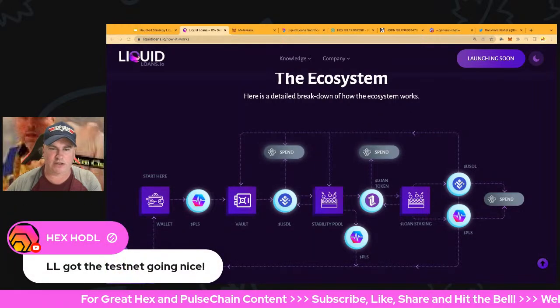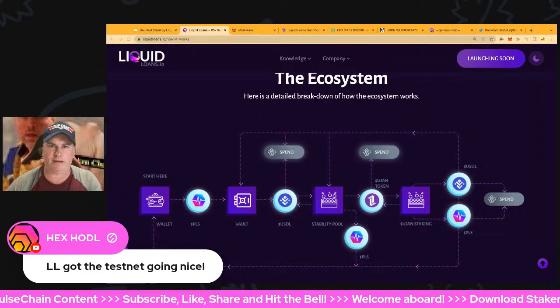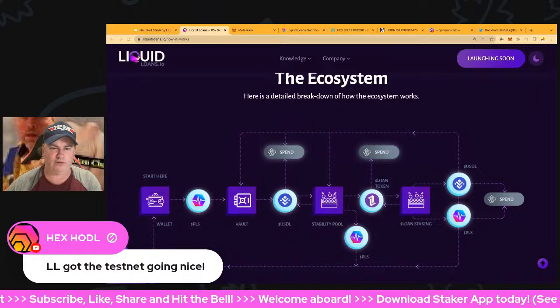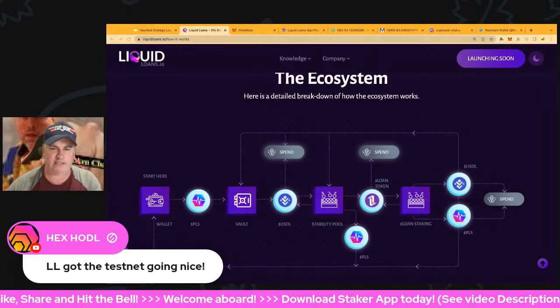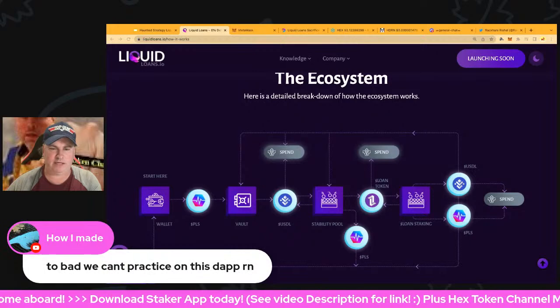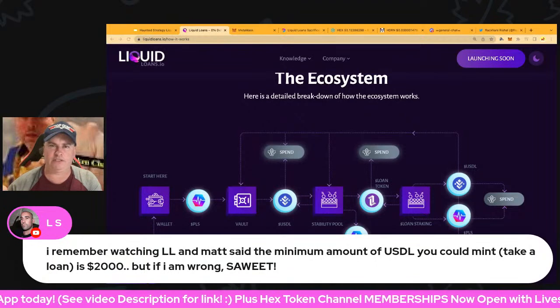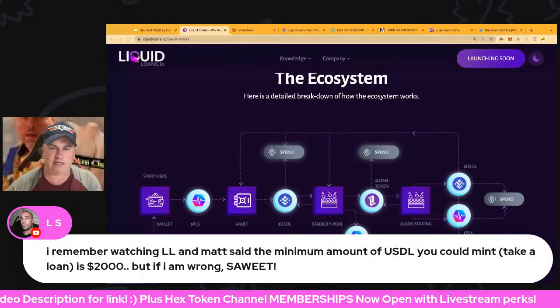Liquid Loans has got the testnet going, nice. Have they, Hex Token? It's not public yet, though, is it? It's not public. We're waiting for the testnet to go public. I haven't seen that. I definitely checked earlier today. Too bad we can't practice on this DApp yet. Hopefully it's coming soon. We're waiting for the sacrifice points and also the testnet to go public.